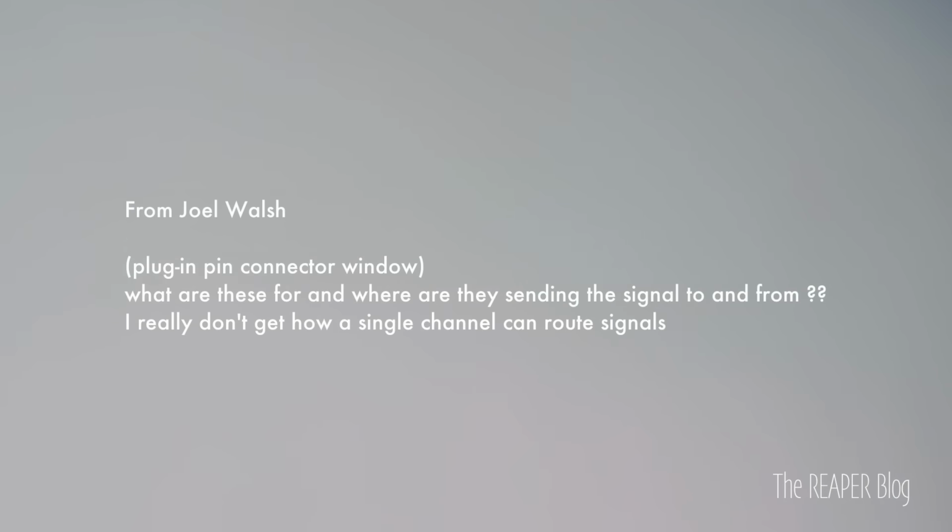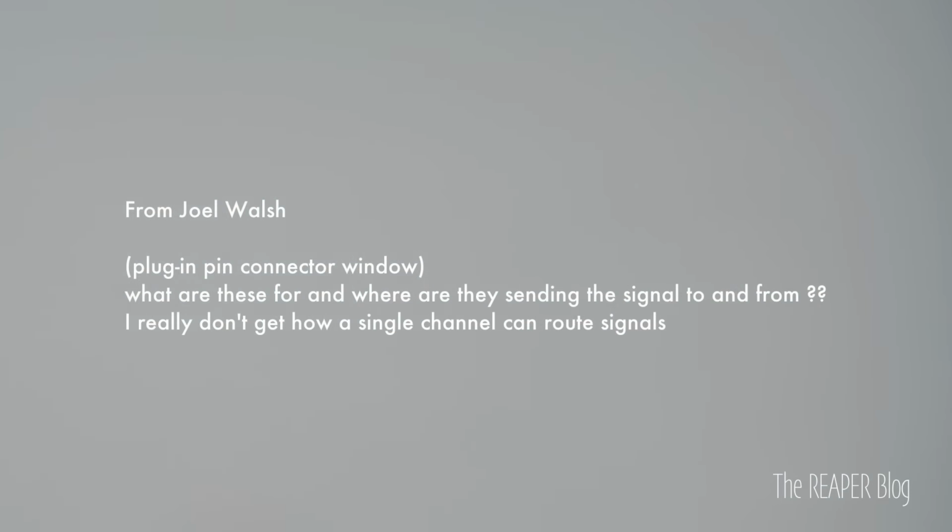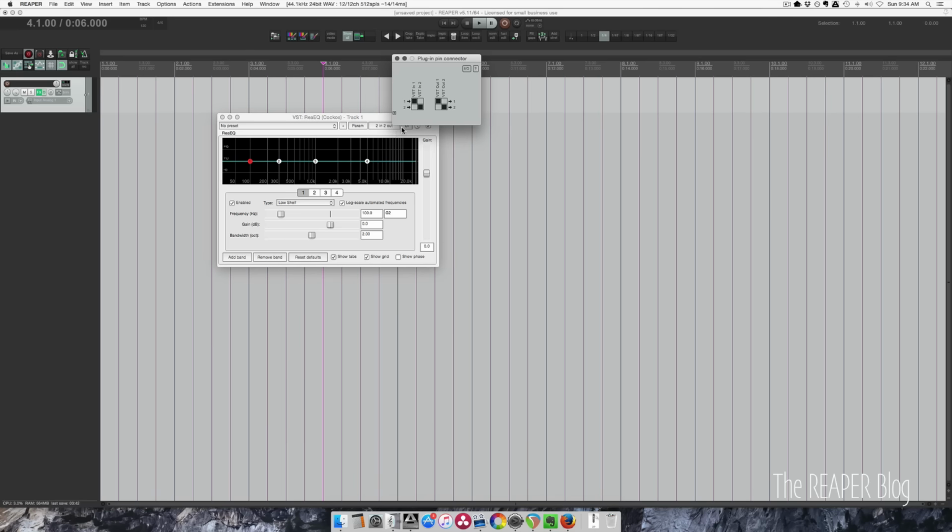Joel Walsh has a question about the plugin pin connector window. What are these for, and where are they sending the signal to and from? I don't get how a single channel can route signals. The left side of this window is the audio from the track, what's feeding into that plugin. The right side is where it's going. So that could be the next plugin or back to the track. With this, you can force the plugin to work in mono, which is one way to actually save CPU in some cases. You can also use this to route around plugins.